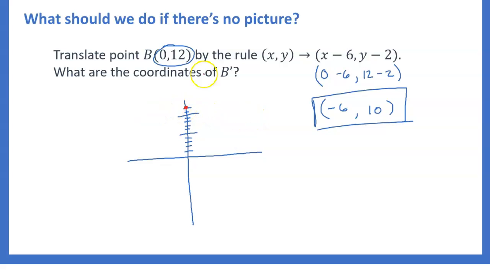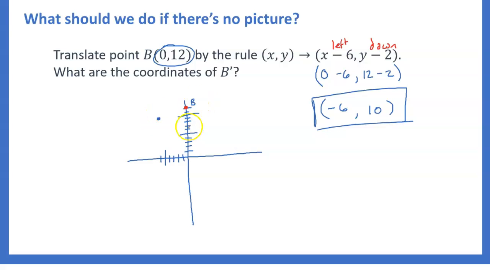And we're going to go minus 6 on the x, so we're going to go 6 to the left. And then minus 2 on the y. That's 2 down. So we're going to need to mark out 6 here. 1, 2, 3, 4, 5, 6. So we're going to go over to that 6, and then we're going to go down 1, 2. Put our new dot there.